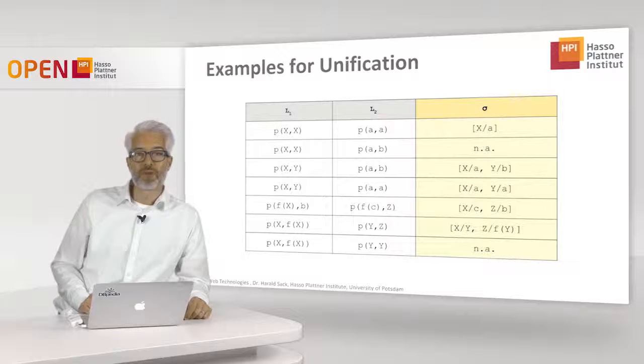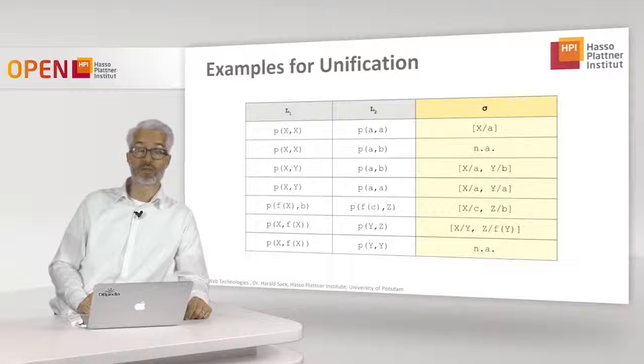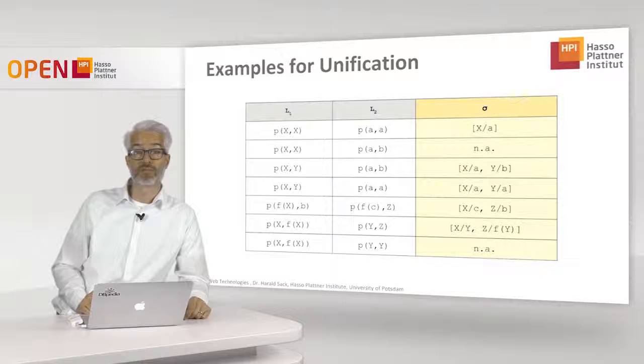So the fourth one, we have again two variables, x and y, and now in the second one we have both times the same constant. This is also possible. Of course, I can substitute variable x with constant a, and I can substitute variable y with constant a. This works, no problem.